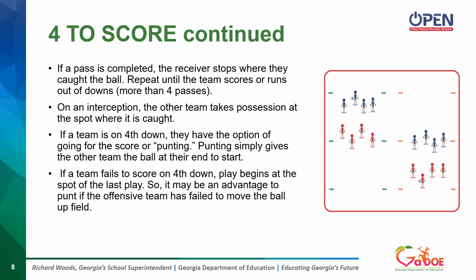If a team fails to score on the 4th down, play begins at the spot of the last play. So it may be an advantage to punt if the offensive team has failed to move the ball up the field.